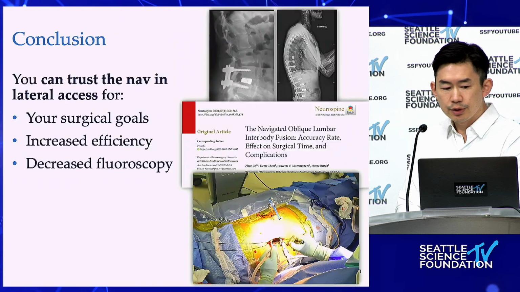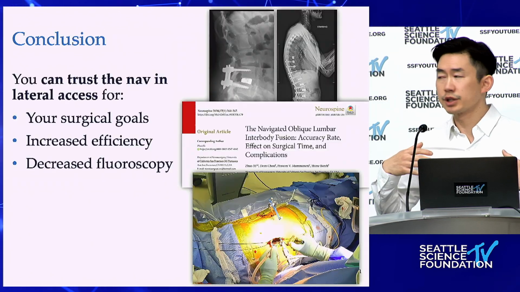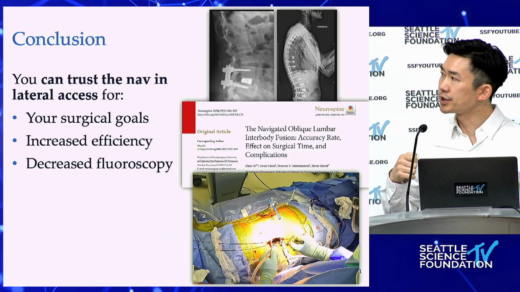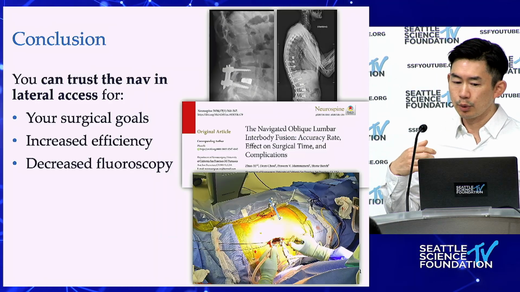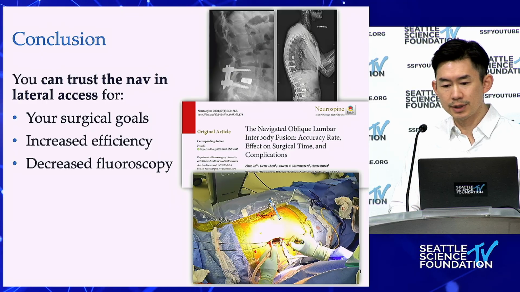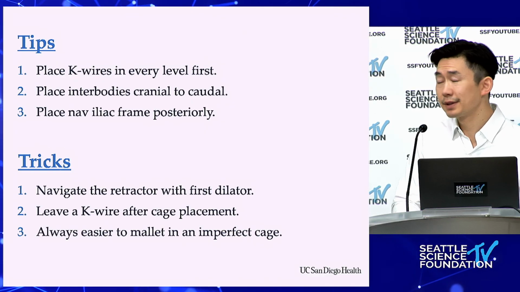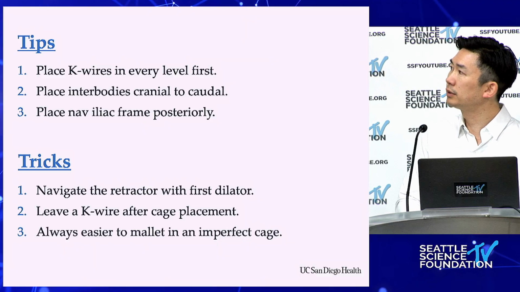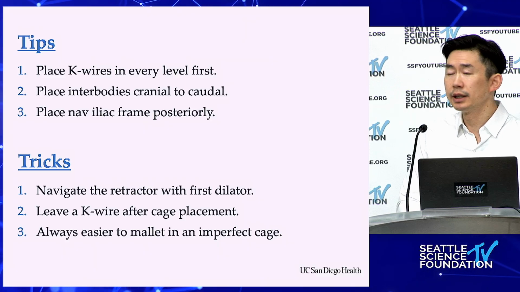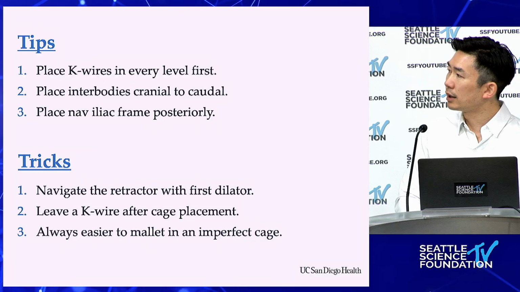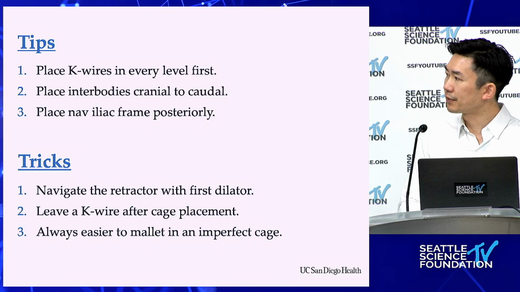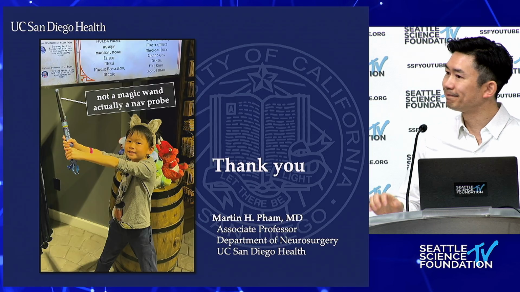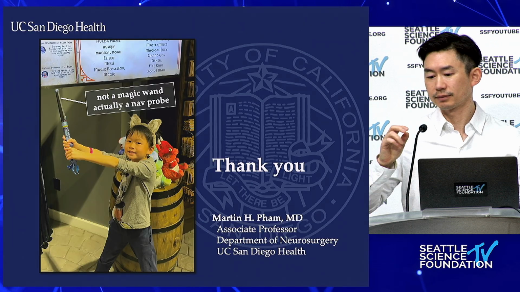For lateral interbody surgery, though, my conclusion, which I started with, is you can trust it for your goals, for increased efficiency and decreased fluoroscopy. We went over 2 cases, some literature, and some tips. Here are those tips and tricks: place the K-wires first, place your interbodies cranial to caudal, put the nav frame posteriorly, and at the end, navigate the retractor, leave a K-wire after the cage, and it's always easier to mallet it in. So, thank you.